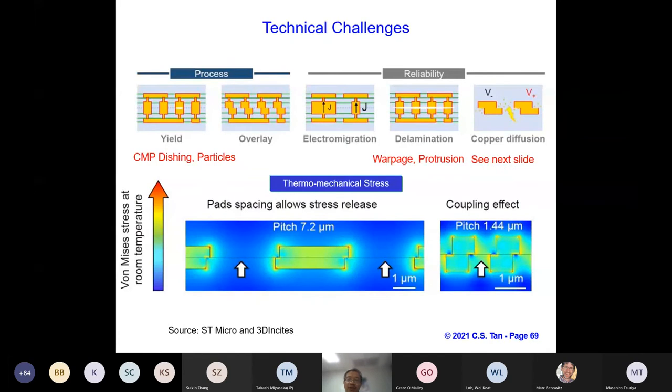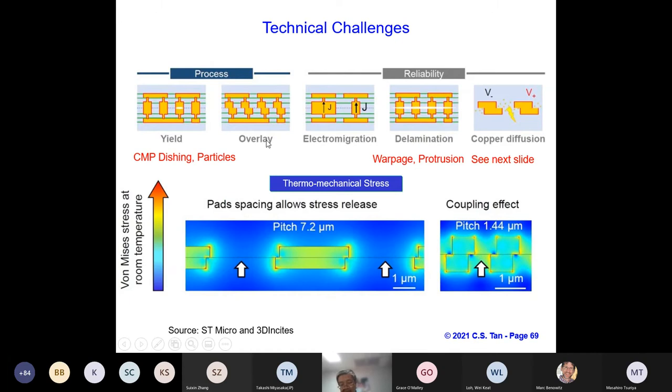Of course, there are a number of issues and challenges in this hybrid bonding process. It has to do with, first thing, the process itself, right? Yield, of course, is a big issue. Any form of severe CMP or non-uniform CMP dishing is going to cause you a yield issue. Particles, of course, are a very big issue. You have to make sure that the particles are well controlled. Alignment is also something you have to worry about, especially now when we talk about 10 micron or below, or even smaller. So overlay, obviously, is something that you have to think about.